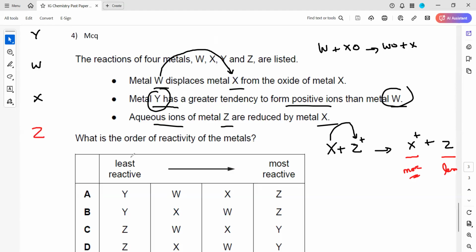We want to state the order from least to most reactive. The least reactive is Z, then X, then W, and at the last Y. So it matches with option D. So D will be the right answer for this. Is it a clear discussion?